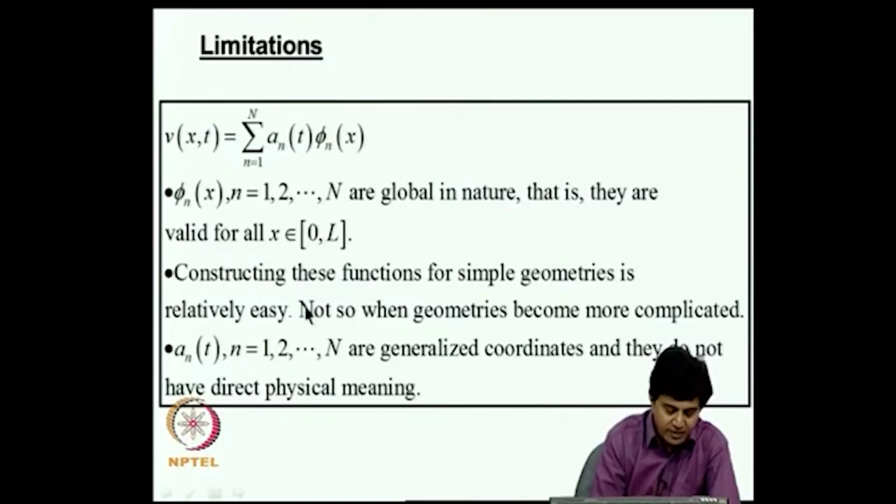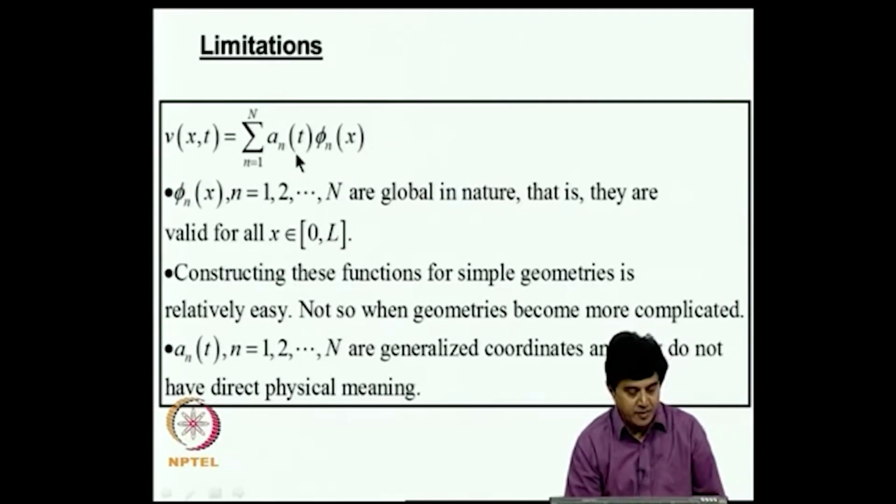But however, if you are dealing with more complicated geometries or structures built up of line elements and so on and so forth, developing global shape functions is not an easy exercise. Another problem with this representation is that these generalized coordinates a_n(t), n equal to 1 to N, do not have a direct physical meaning, and we would like to deal with generalized coordinates where these coordinates have some direct physical meaning.